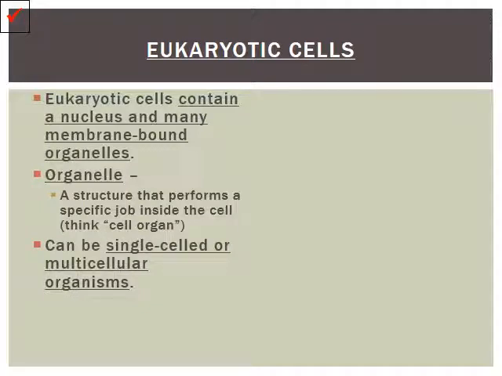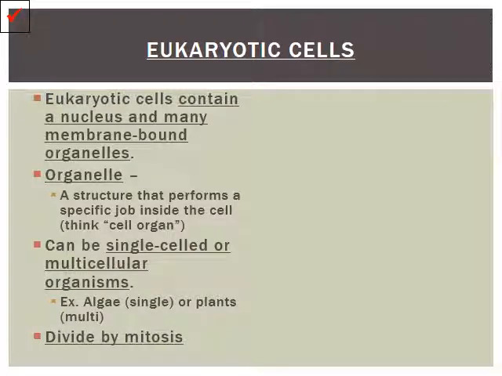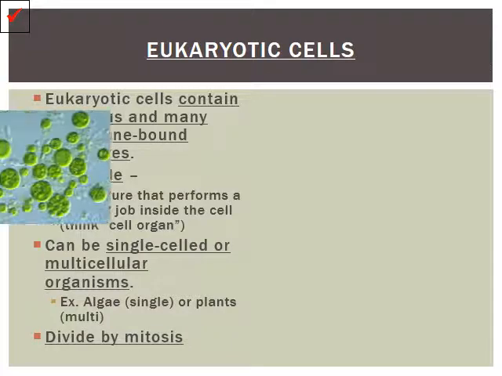Now these can be single-celled or multicellular organisms. There are some single-celled eukaryotic individuals such as Protista. So an algae would be single-celled, whereas plants can be multicellular. And these all go ahead and divide by mitosis. It is a similar process to binary fission, but mitosis is the division of the nucleus as well. And considering the prokaryotic cells do not have a nucleus, well, they can't go through mitosis.